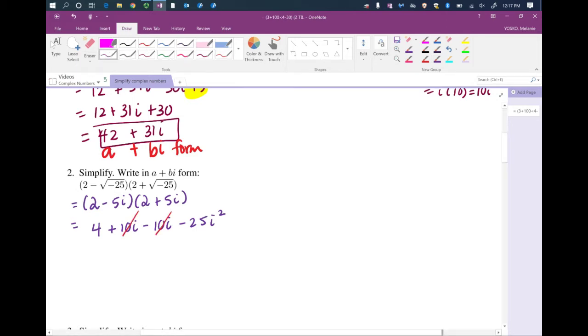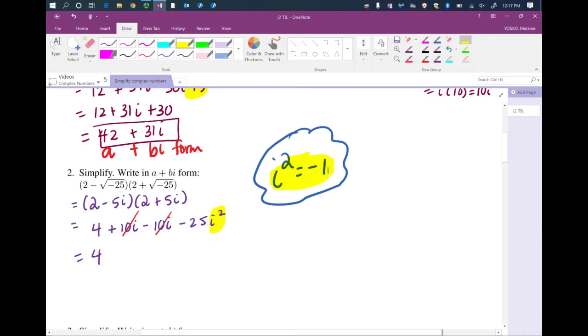Okay, so we have 4. Now remember over here that we know what i squared is, right? i squared equals -1. So instead of this i squared, I'm going to write -1. Minus 25 times the -1. So that ends up being 4 plus 25, which is 29. It was interesting. We ended up with just a number there.